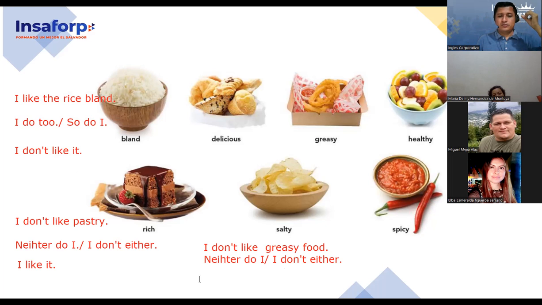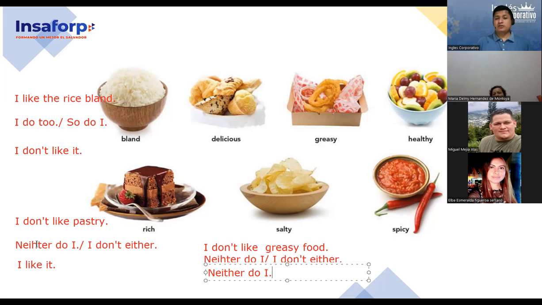Here we go. Neither. Neither do I. And the other one is correct, right? Neither do I. So here, there is a misspelling. Tiene que cambiarlo, right? Neither. So this is to show agreement with the expression, right? Somebody says, I don't like greasy food. Neither do I. I don't either.